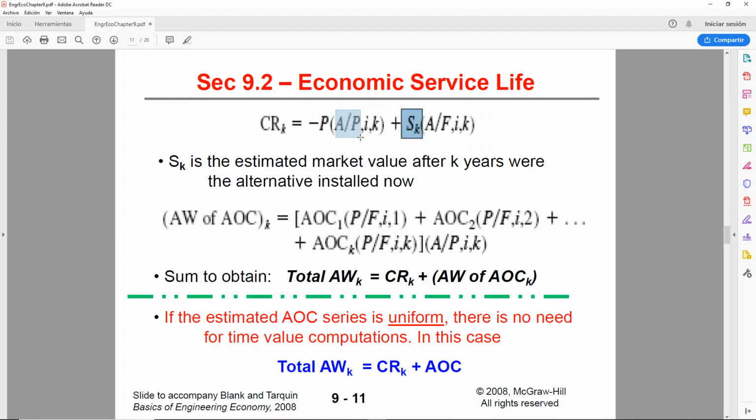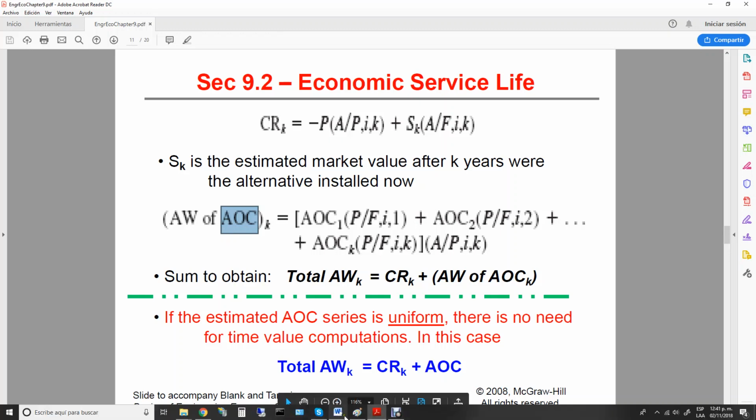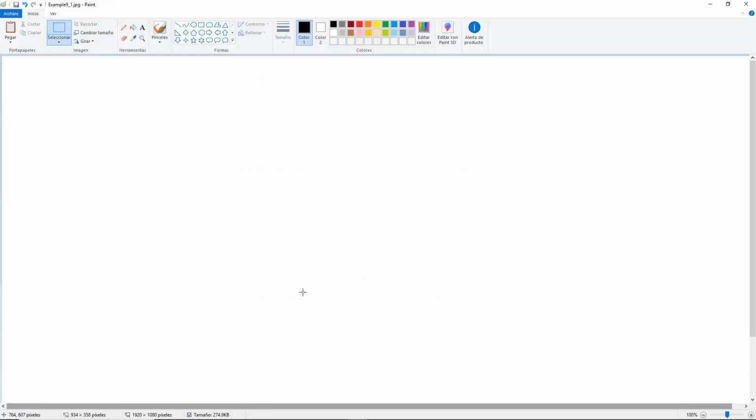Note that it is the annual worth of the principal, since you are converting the P to A, and it's the annual worth of the salvage value, since you are converting your F to an A. Then we have our third element, which is the A, or in this case, the annual operating cost. The reason why they show this rather complex formula here is because you must take into consideration that the annual operating cost may not necessarily be an A. Okay, so there's three possible scenarios for this.